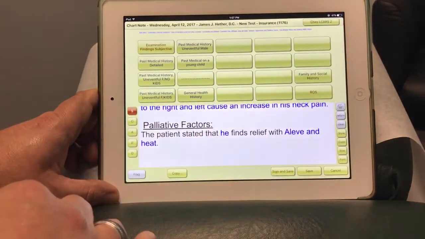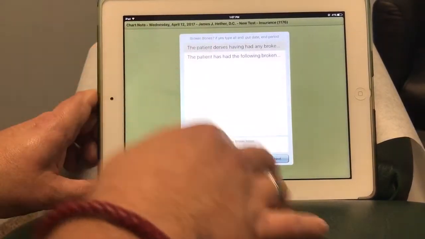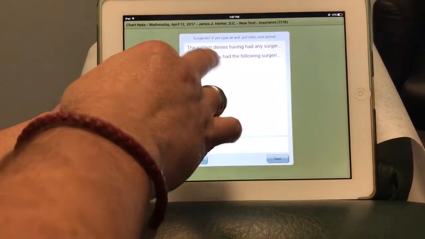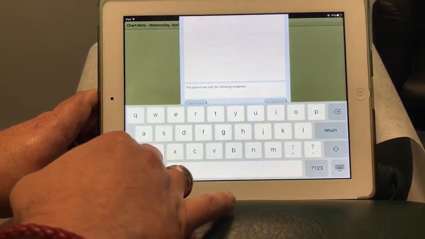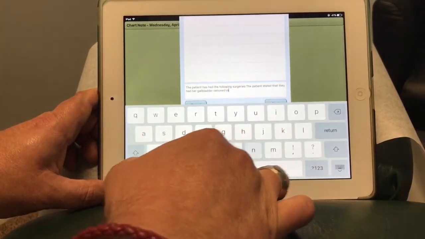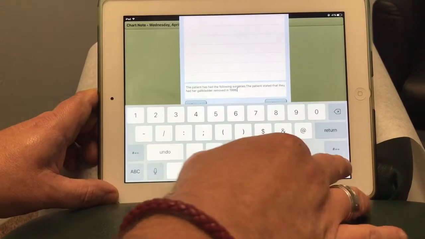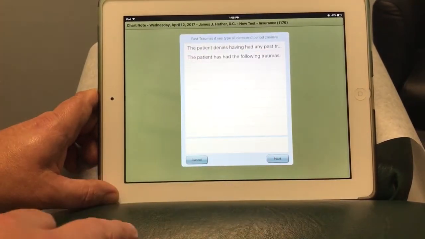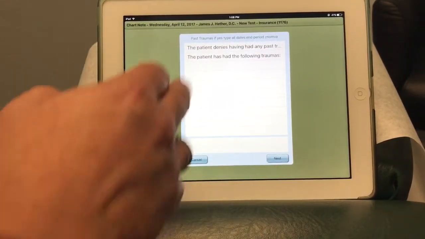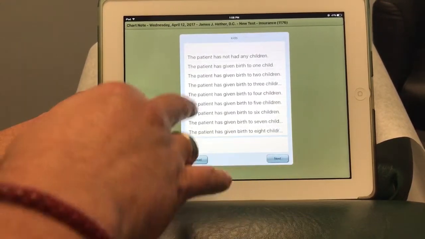From there, we go over their past medical history. We can simply say that the person has not had any broken bones. They have had their gallbladder surgery. We can use some iPad shortcuts by creating sentences, so we can type a few letters and it types phrases. We can use, they don't have any traumas.